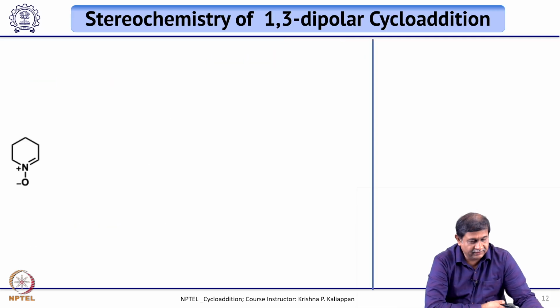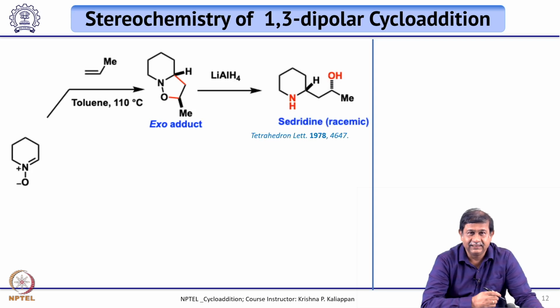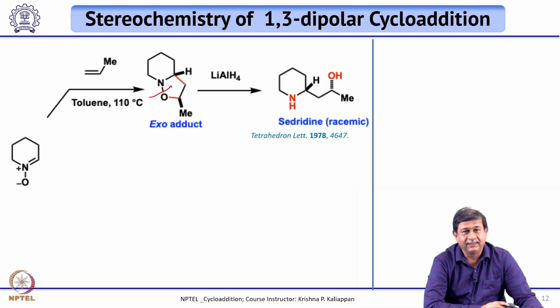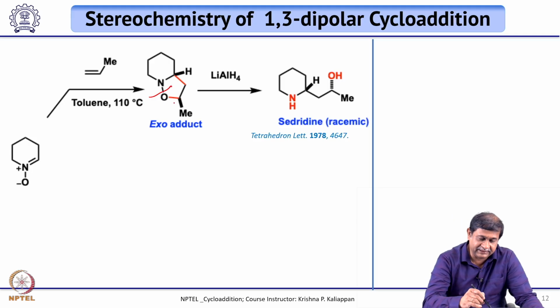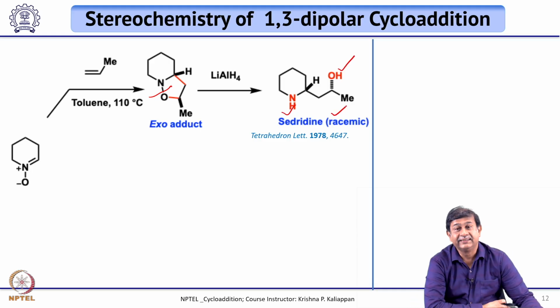Now let us look at few examples. Take 6-membered cyclic nitrone and then treat with propene. So it gives the exo products, and this can be easily justified. And once you have that, you cleave with LiAlH4. Lithium aluminum hydride is known to cleave the N-O bond. When it is cleaved, you will get NH and OH. So this is what you get, and that is a natural product called cedridine.